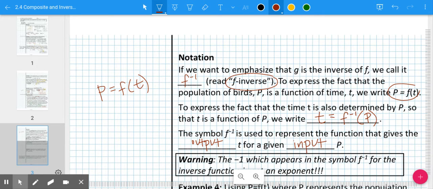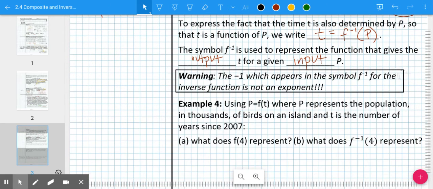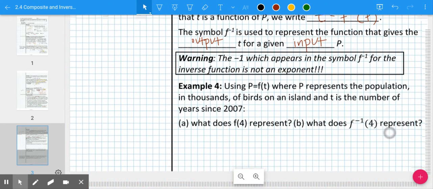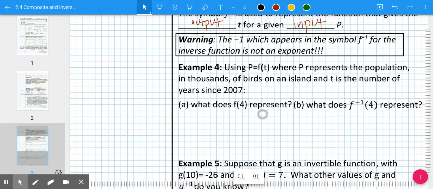Okay, let's take a look at a couple more problems here. On example 4, we're going to have p as a function of t. I would like you to type in, what does f of 4 represent? Think here what the input is. F of 4, 4 is the input t. Be really careful on part B. What does f inverse of 4 represent?